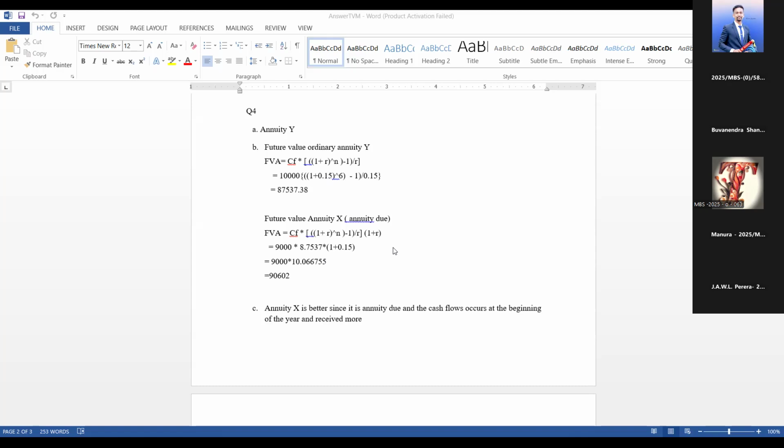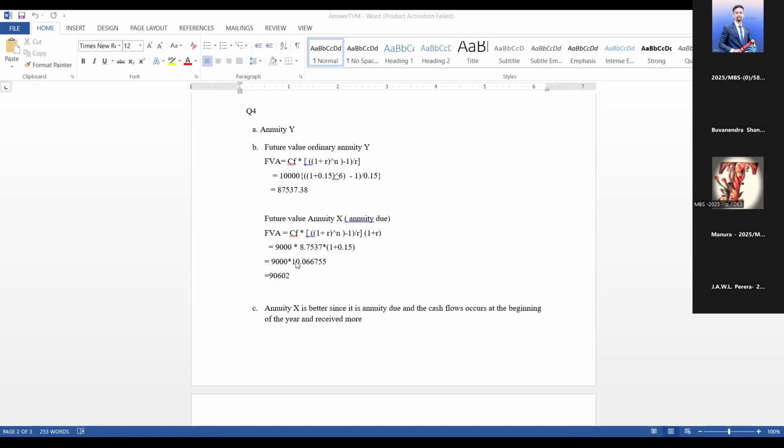In the case of X, the annuity due, if we use the annuity due equation, the cash flow is only 9,000. So with 15% over 6 years, replace the numbers. You can see the factor value becomes 10.06675. You can even go to the table, where the connecting factor value should come. Here the factor value must be 8.7537, a closer value should come in the table. So then finally, the final answer comes as 90,602.